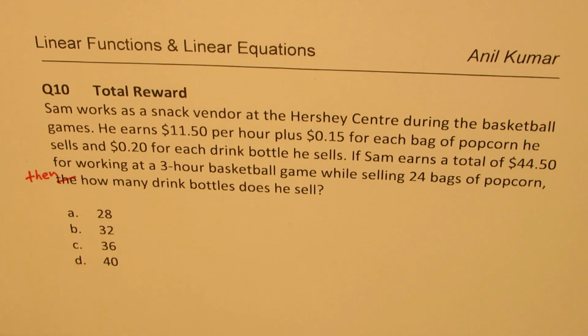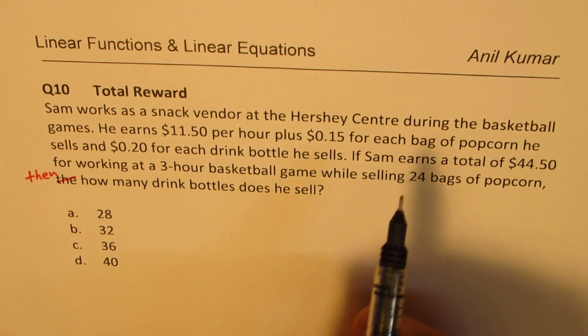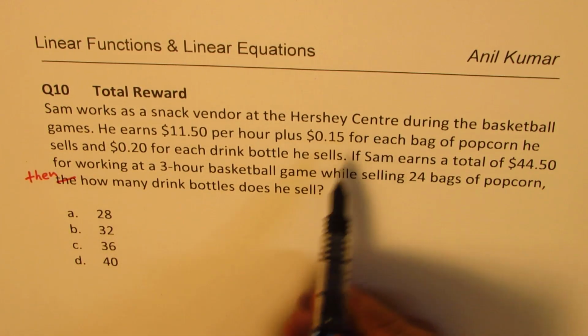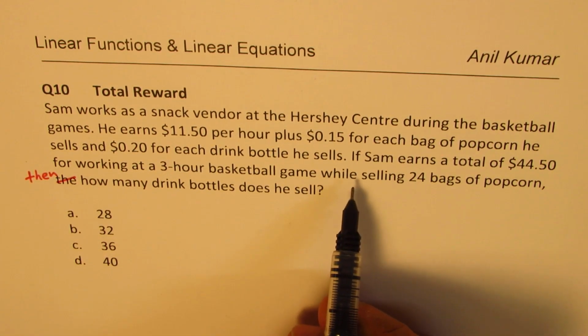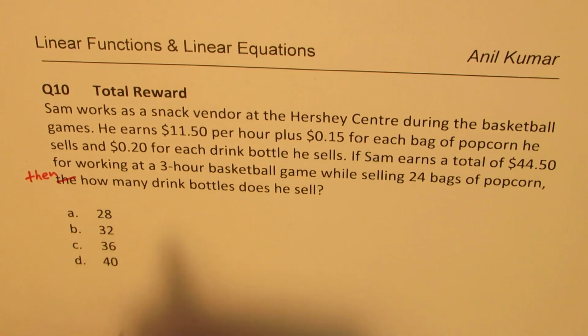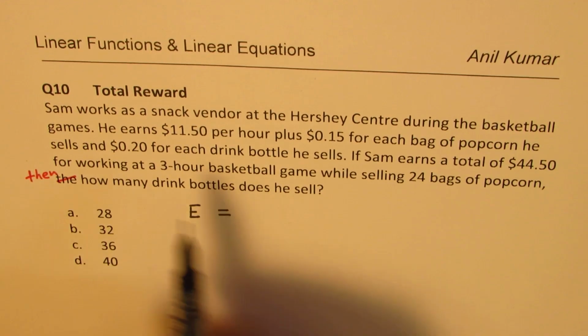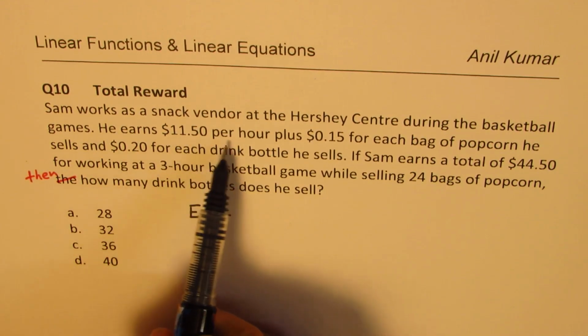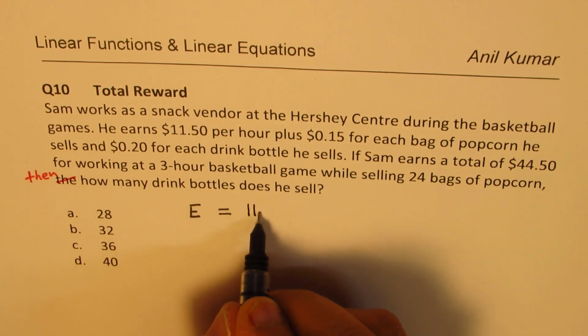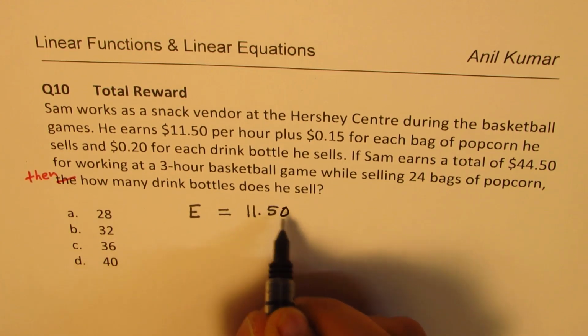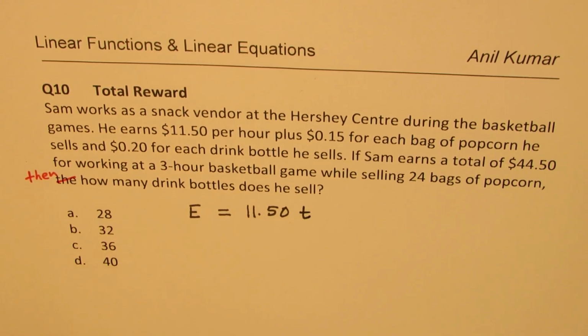So there are a lot of parameters in this question, right? So we need to figure out what is happening. Well, he is definitely enjoying the game and also earning, and that is the total reward, correct? So let's work out the earnings. We say E is the earning, okay? That is the earning. Now let's read. He earns so many dollars per hour. So we'll write 11.50 per hour. Let's say T is hourly rate, right?